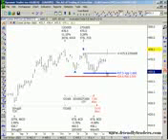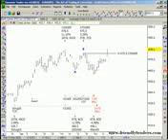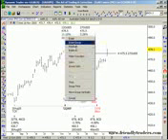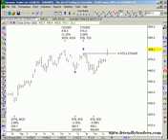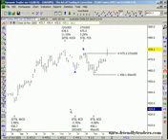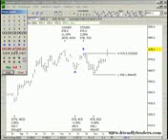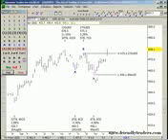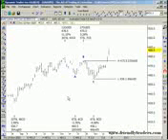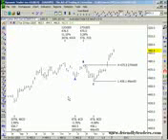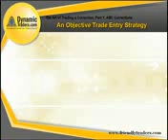Long trade is triggered. Place protective sell stop at 456.0, one tick below the November 4th wave C low, and gold continued to rally. Now we have all of our criteria for an objective trade entry strategy.